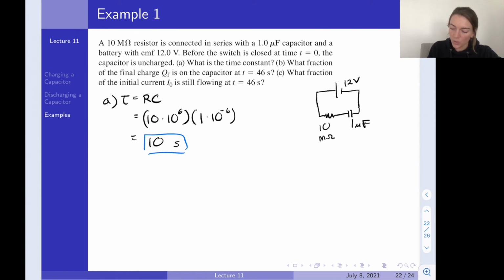So now we want to know what fraction of the final charge, QF, is on the capacitor at t equals 46 seconds. So let's just first write down our equation for the charge.